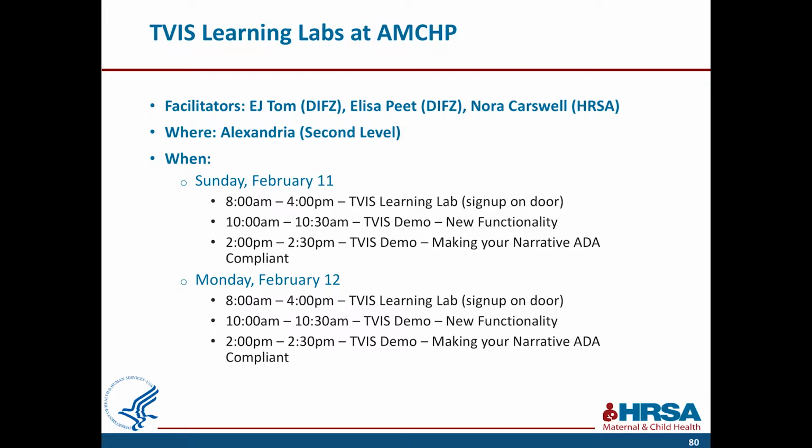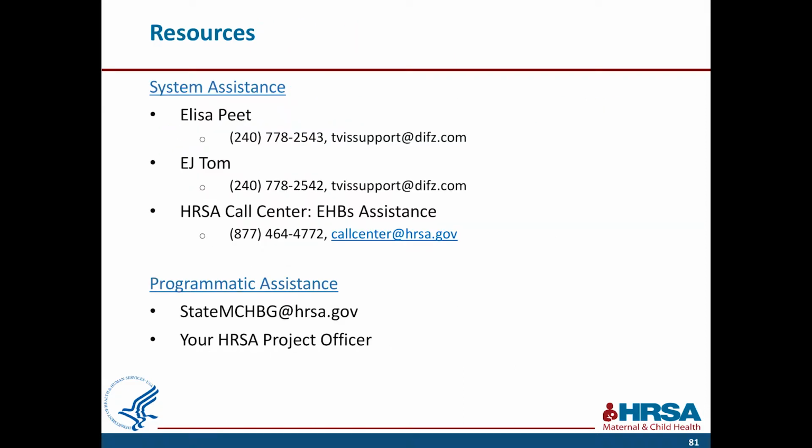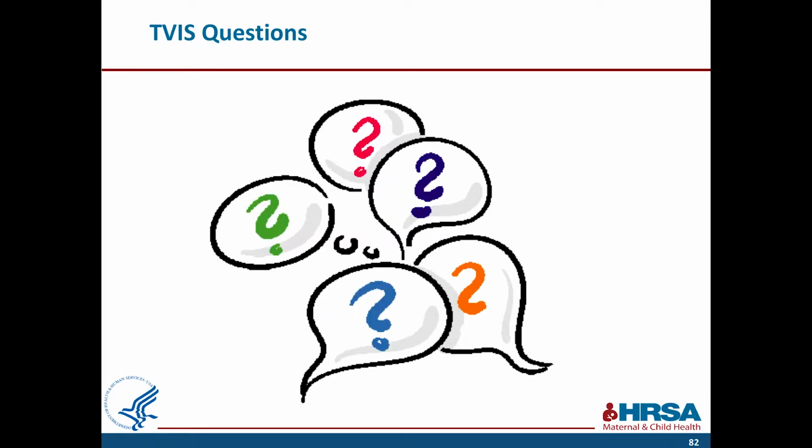Just going over resources here: Elisa, Pete, myself, and the HRSA call center, more so for any EHB-specific things. And then of course you always have programmatic assistance as you had in the past, where you have the state MCH BG at HRSA.gov, and then of course your project officer. So any questions?